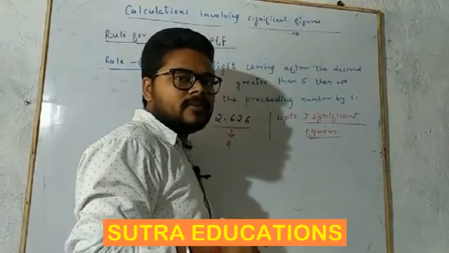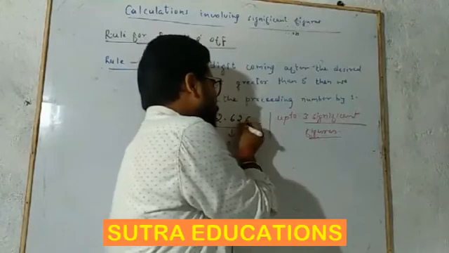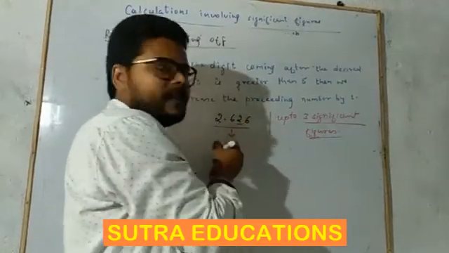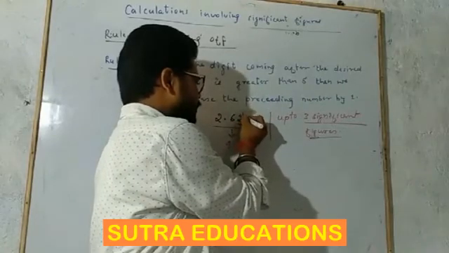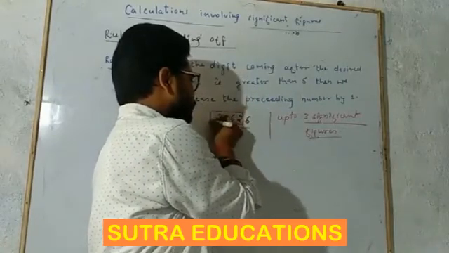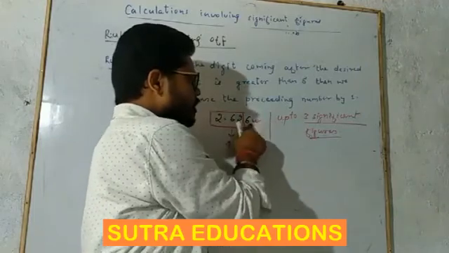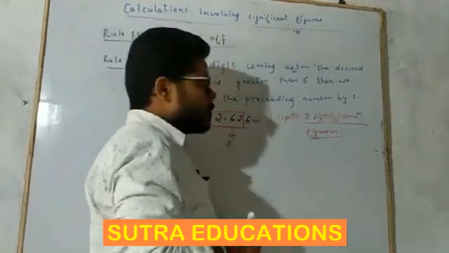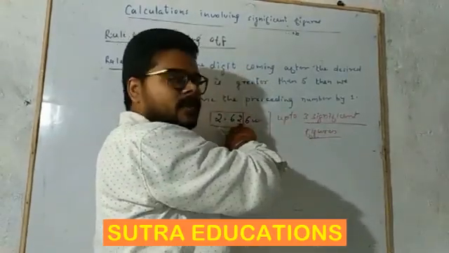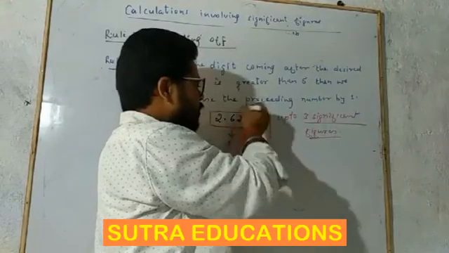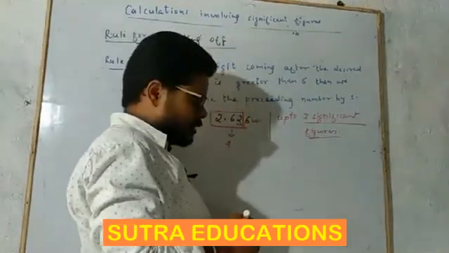So what we have to do, our desired digit will be this one, up to this. It means we have to remove this 4th digit because we have to write up to 3 significant figures. So 3 significant figures will be up to this place. Our desired digit is up to this only. So now come to the rule.